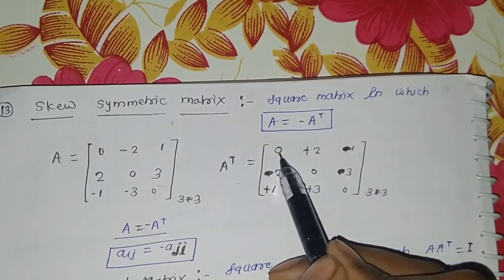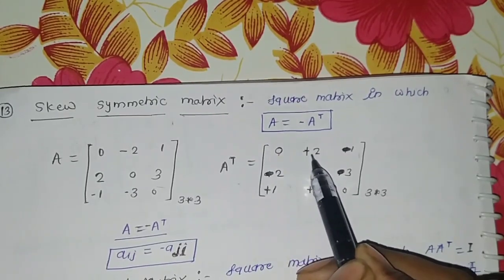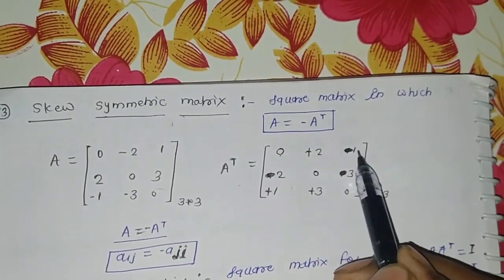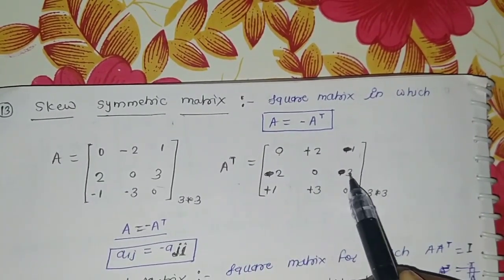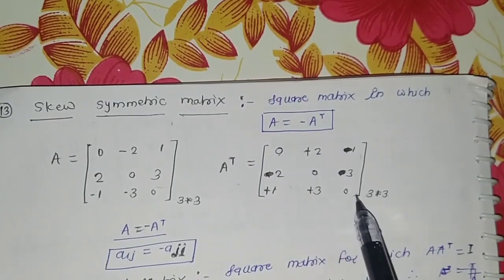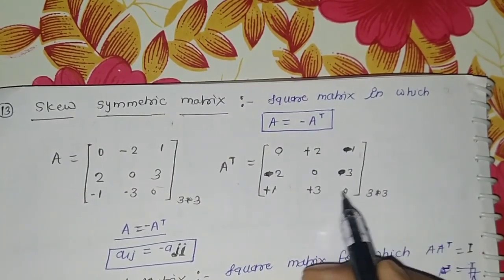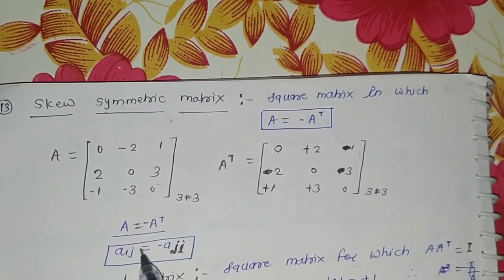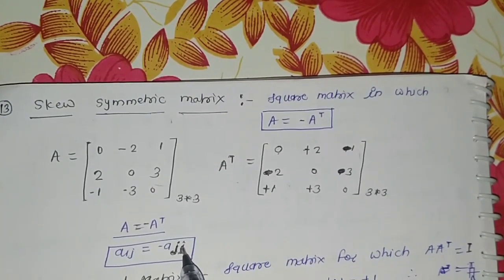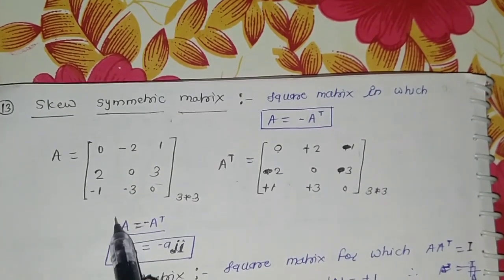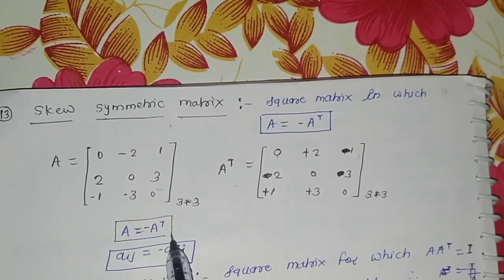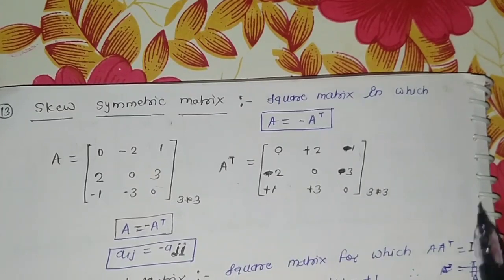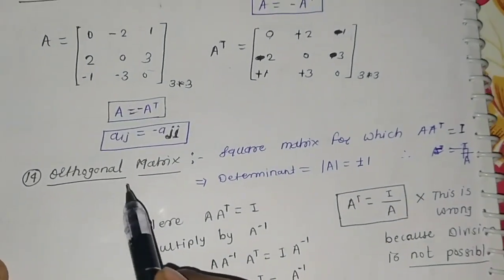So A transpose is equal to 0, 2, minus 1; minus 2, 0, minus 3; 1, 3, 0. Okay, so similarly it means Aij is equal to minus Aji. Here A is equal to minus A transpose. Simple. Okay, so orthogonal matrix.